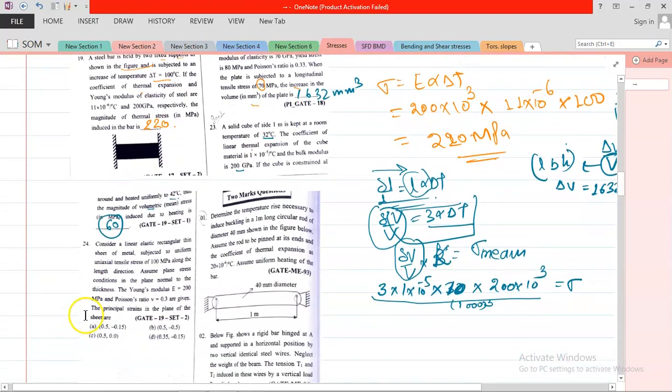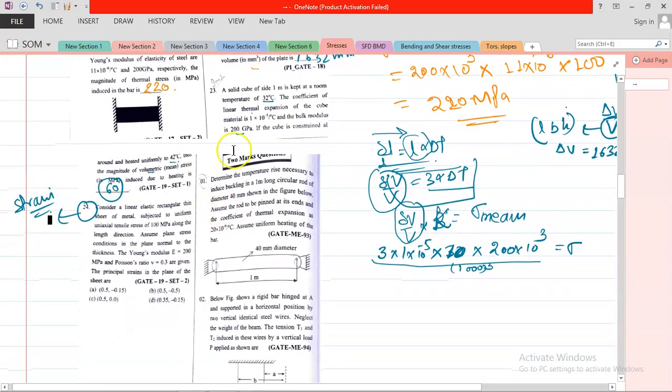Now the next question is, consider a linearly elastic thin sheet of material subjected to uniform axial stress along the length direction and your Poisson ratio is given. Then we need to find the principal strain. This question will come in strain rosette, so I will not discuss it here. First I will discuss strain rosette, then I will discuss this question.